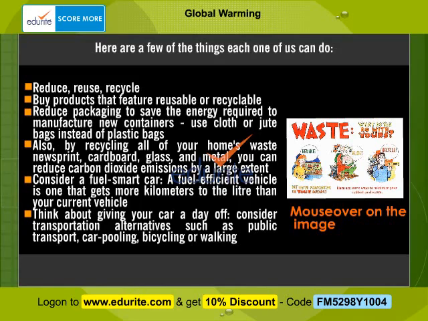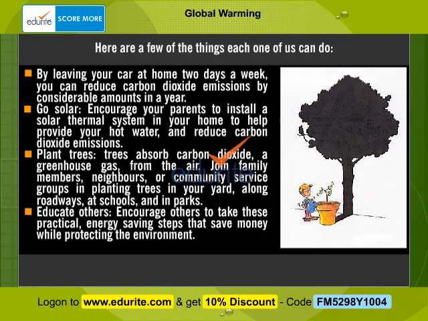Consider a fuel-smart car. A fuel-efficient vehicle is one that gets more kilometers to the liter than your current vehicle. Think about giving your car a day off. Consider transportation alternatives such as public transport, carpooling, bicycling, or walking. By leaving your car at home 2 days a week, you can reduce carbon dioxide emissions by considerable amounts in a year.